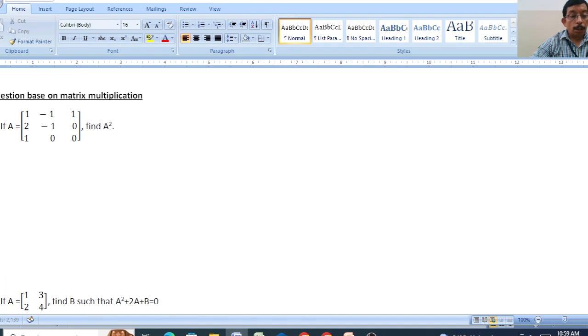This is the most important topic of matrix multiplication. If matrix A is given as this, then find A square. Clear, everyone? Now solve. Find A square. Now, A square. Note it down.